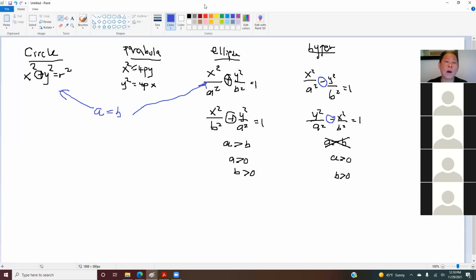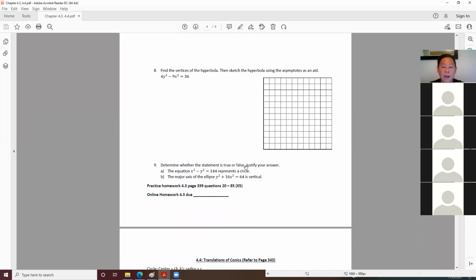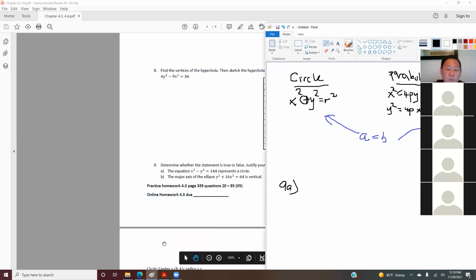Okay. So for question number 9, they're asking you, is this true or false? And if it's true, tell me why it's true. If it's false, why it's false. So the question is asking: is x squared minus y squared equals 144 a circle? Is this true or false?